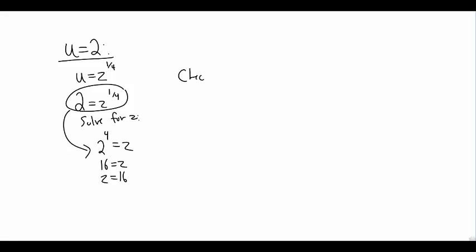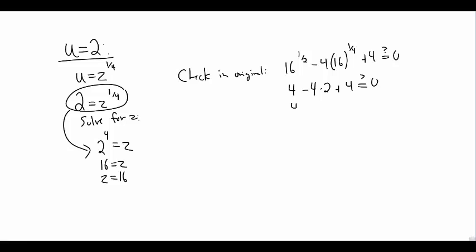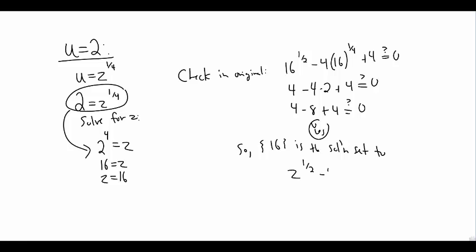Remember to check. The square root of 16 is positive 4. The 4th root of 16 is positive 2. And yes, it does check. And we're finished.